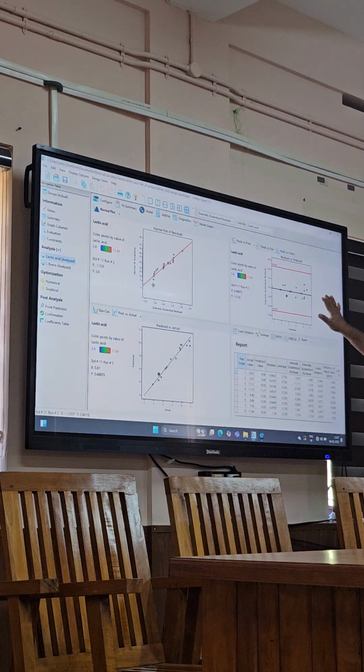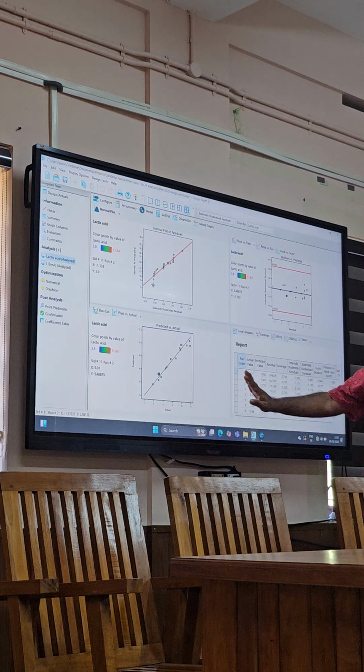And here the distribution is fairly uniform. If the distribution is not fairly uniform, you have a problem. The line will be here, some dots will be there. So you have to go and click and identify the run, and check the value.